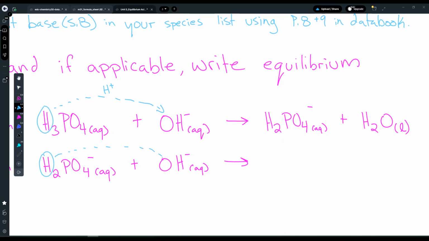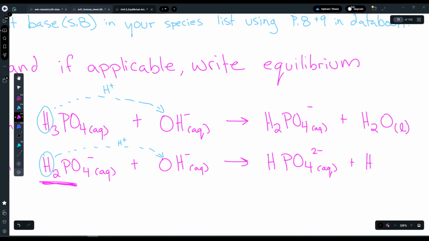So we're transferring just one proton at a time still. So for our products, we're imagining our dihydrogen phosphate ion with just one less hydrogen. So now it's just hydrogen phosphate with a 2 minus charge. And then hydroxide with one extra hydrogen, that's still going to be water.